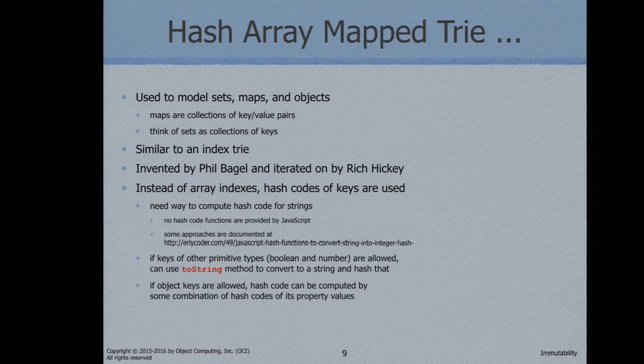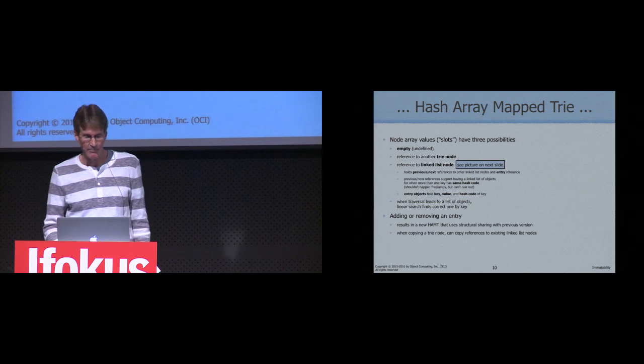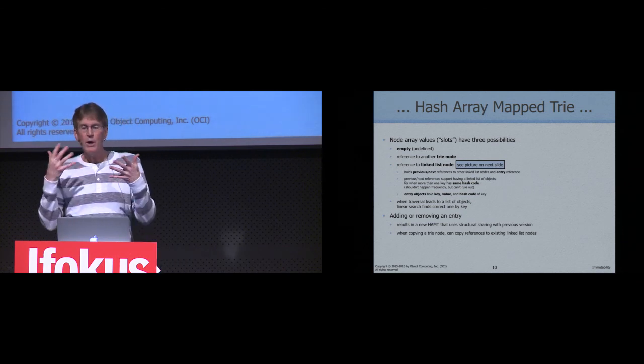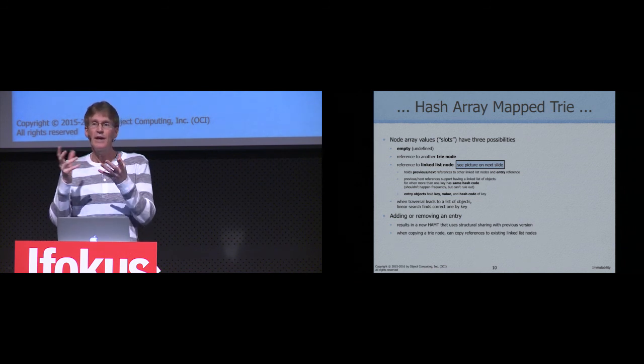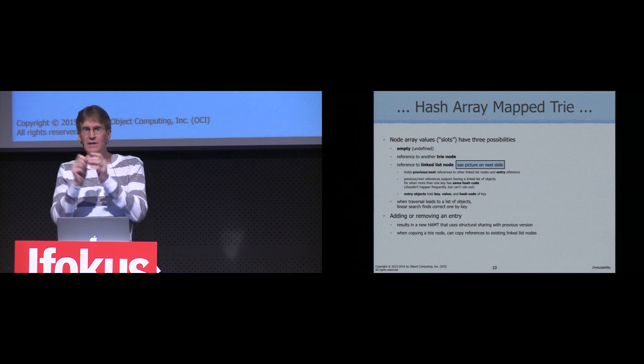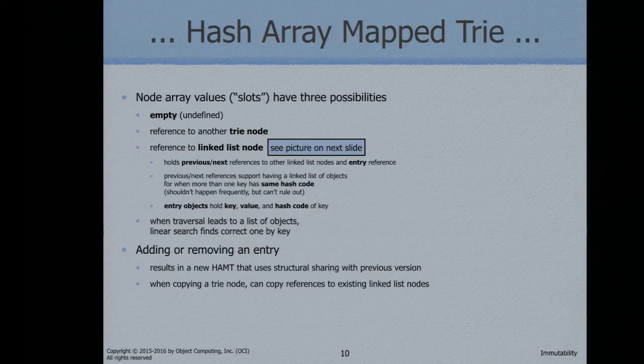So there we are. We've got this hash code that we'll use kind of like an index that we had for the index tree. So I'm going to have a structure that looks just like the index tree. And if you think about the arrays that were those nodes, they all have positions in them that I'll call slots. What can go in a slot? Well, a slot could be empty. It could be a reference to another node. It could also be a reference to a linked list of values that are there.